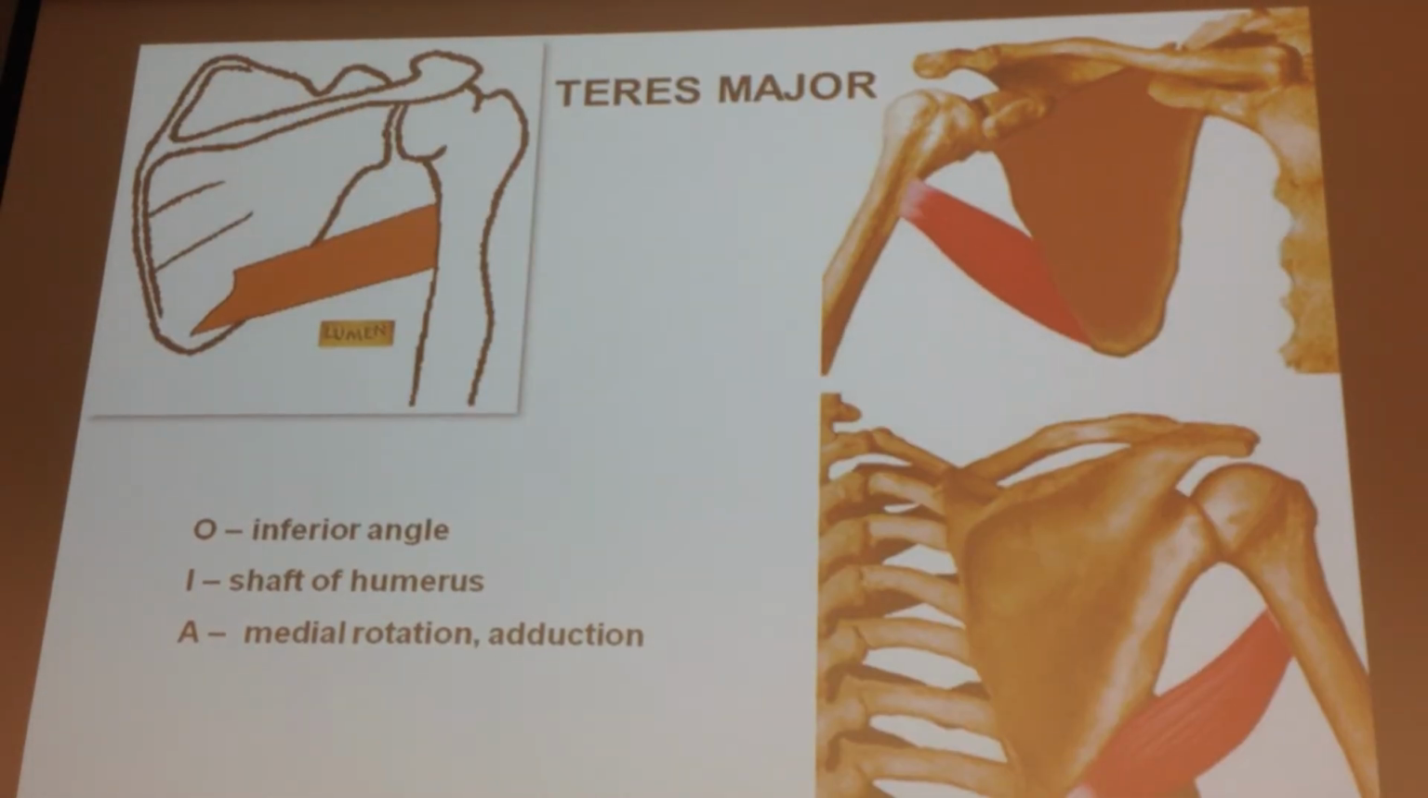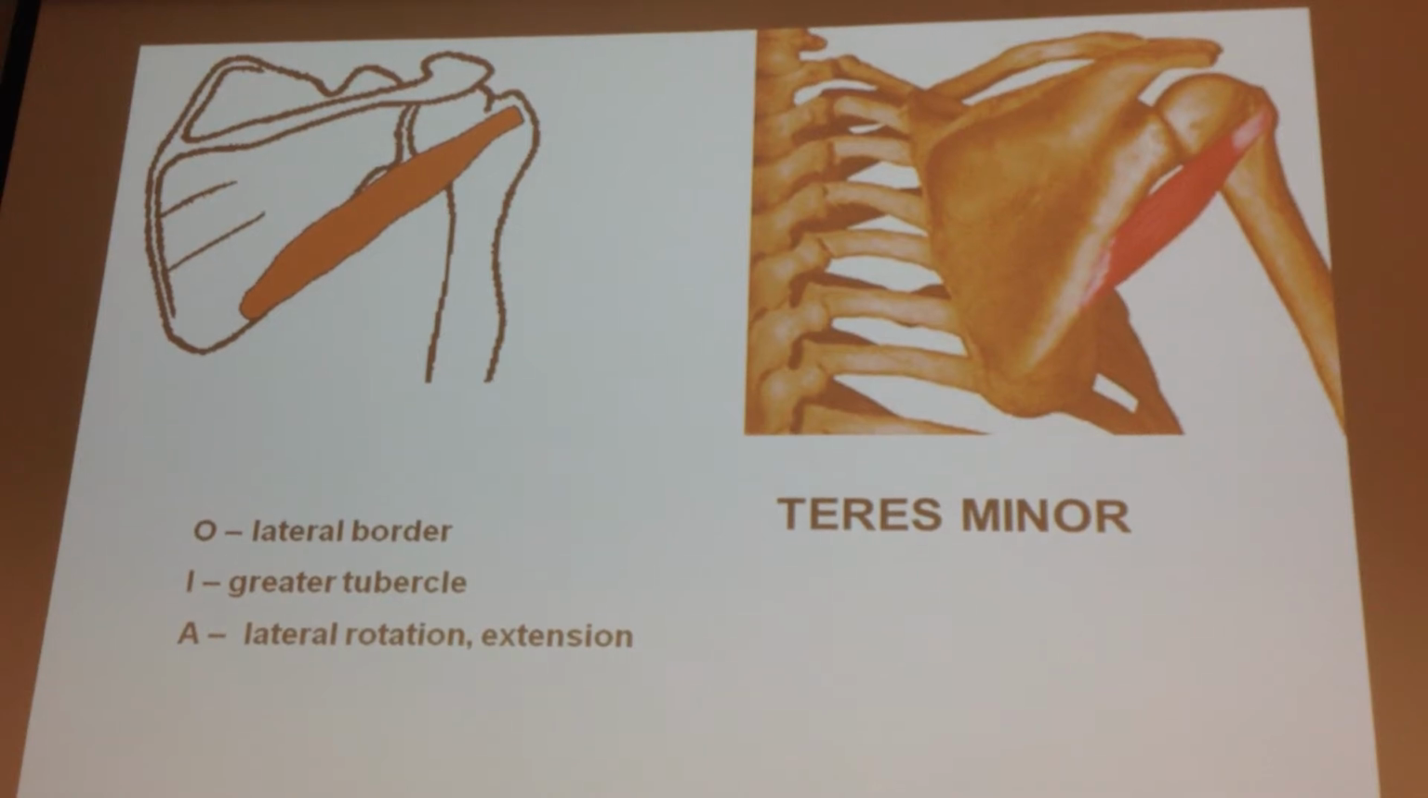Those 2 muscles, if you recall, are split by which head of the triceps brachii? Long head, the only one to cross the shoulder joint.